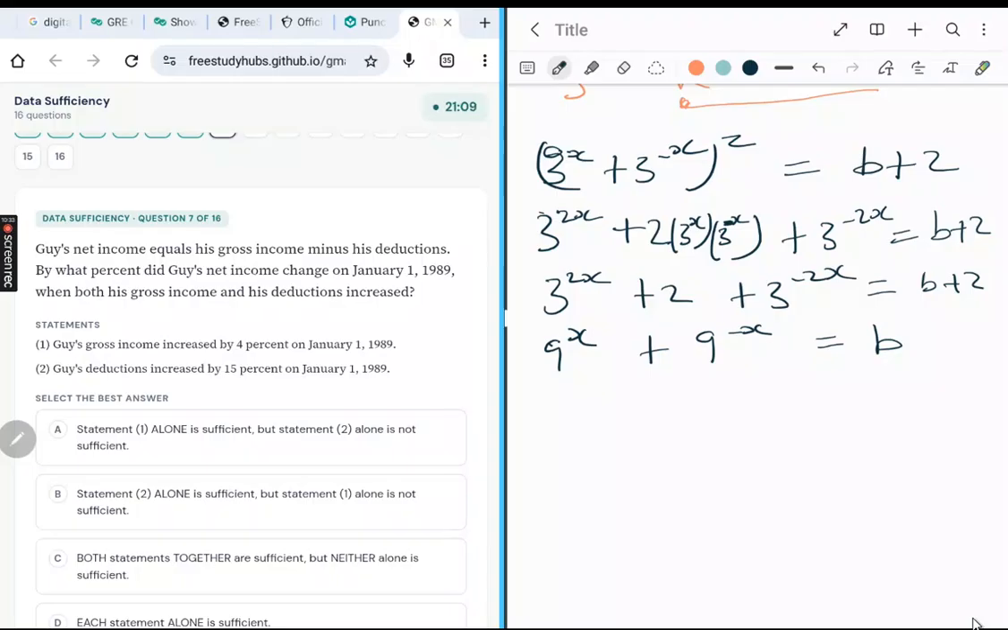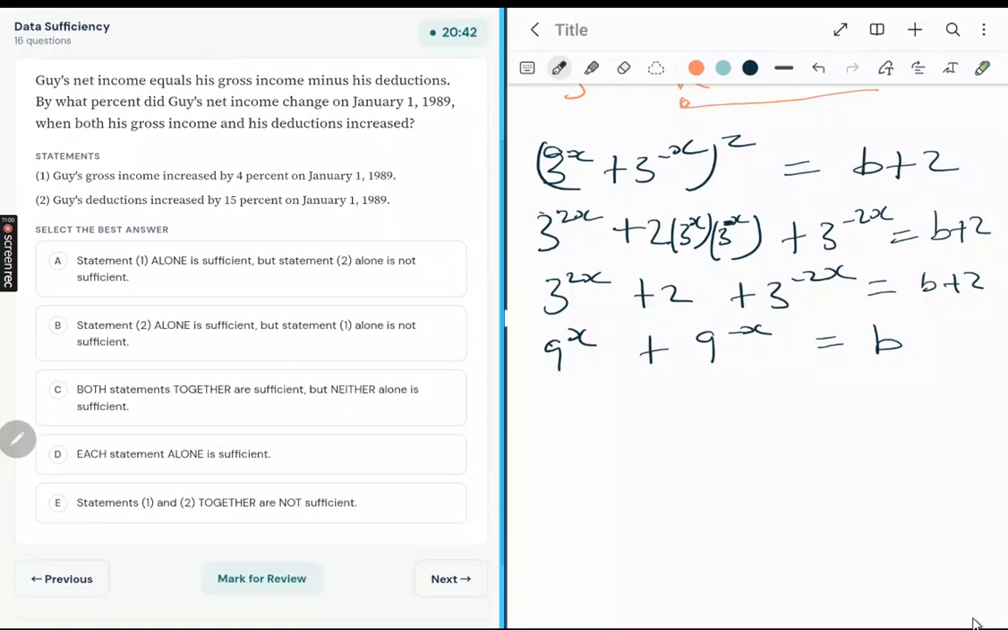When we combine them together and start selecting different numbers, because we can select Guy's gross income increased by 4%, the current income may be 50 and 50 or 100 and 100. Then we start varying this. The more we try different numbers, the more we get different answers. So we go for E.